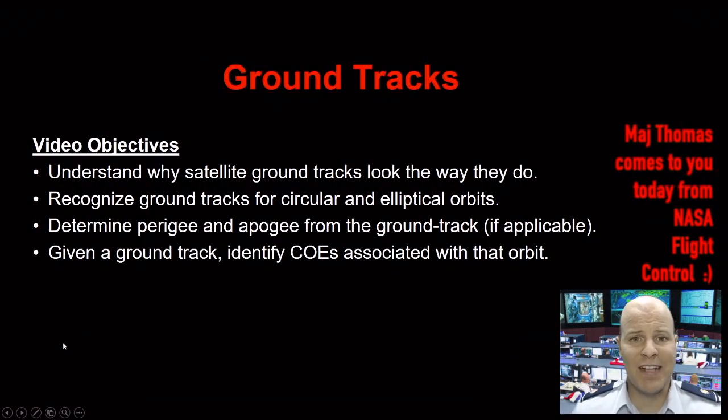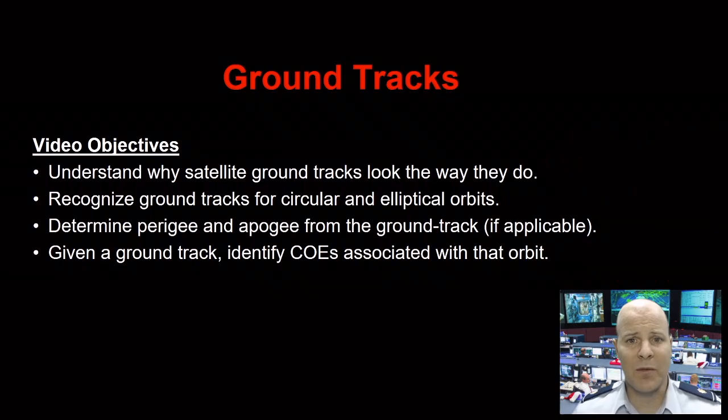Today's video is all about satellite ground tracks. Our first objective is to understand why satellite ground tracks look the way they do. Secondly, we're going to understand that ground tracks for circular and elliptical orbits look different, and what those differences are. Next, we're going to be able to determine perigee and apogee from the ground track alone. And lastly, you're going to be able to pick off those classical orbital elements and calculate what they should be based on what a ground track is.